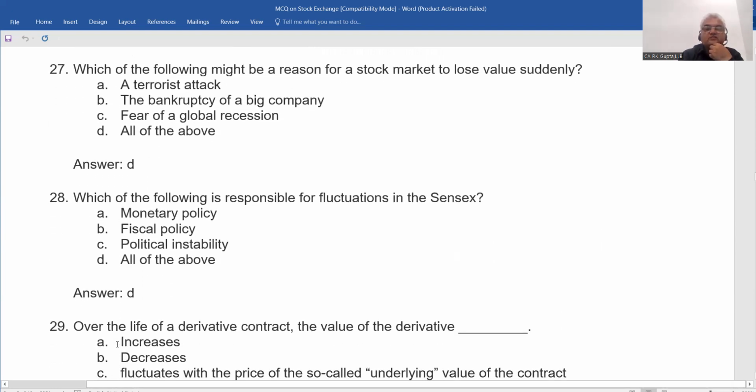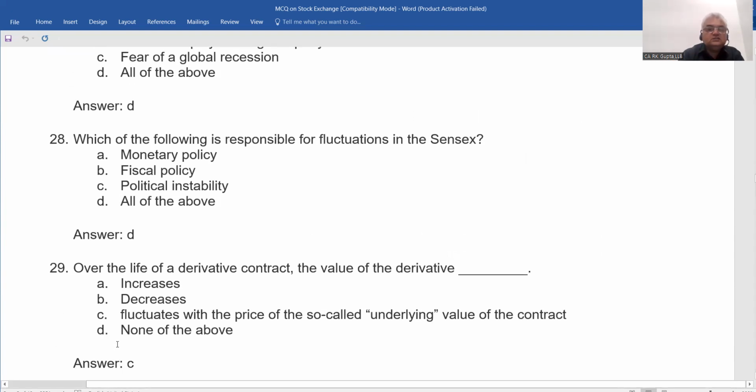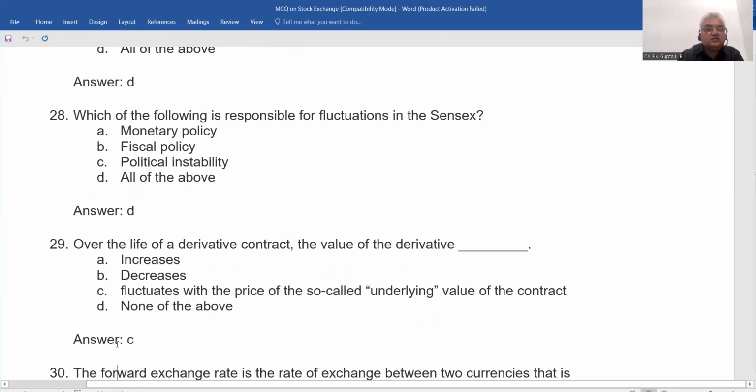Over the life of a derivative contract, the value of the derivative increases, decreases, fluctuates. क्या होगा भाई? आपने डेरिवेटिव ले रखा है, ठीक है ना, तो अब वो डेरिवेटिव जैसे जैसे उसका टाइम बीतेगा, over the life of the derivative contract, फ्लक्चुएट होगा. It will fluctuate with the price of the so-called underlying value of the contract.